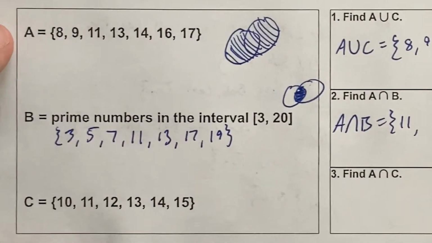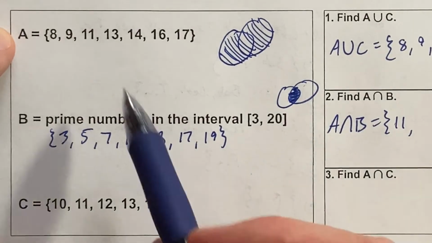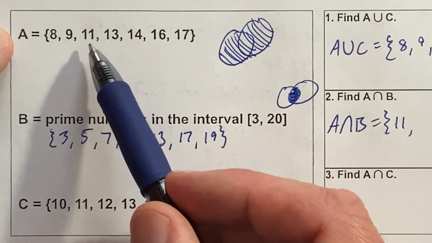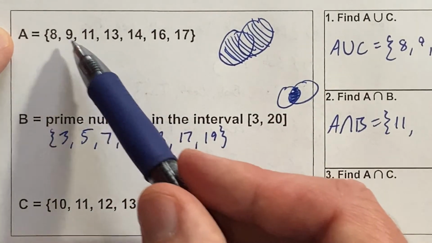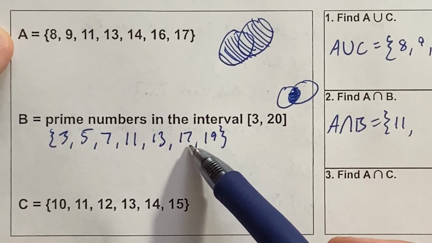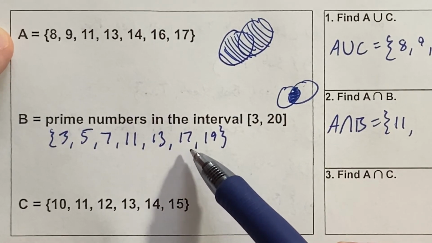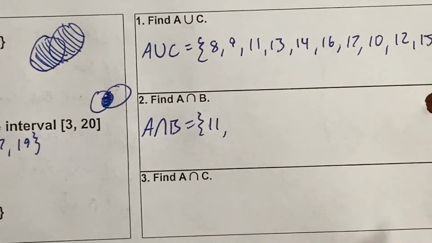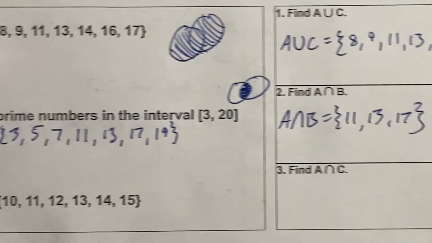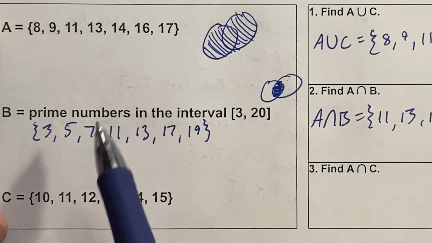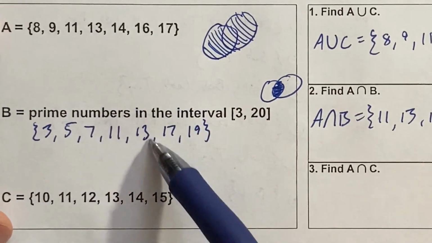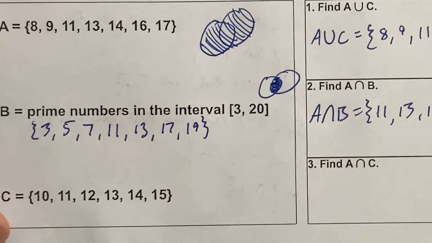Okay. What else we got in A, B? 13 and 17, I think. I think it's just 11, 13, and 17. A intersect B. Just making sure. 11, 13, and 17. Yeah, I think that's right.